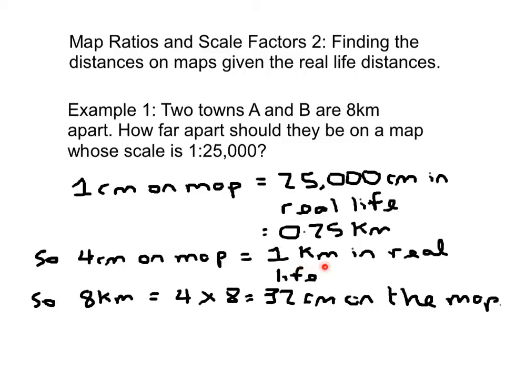So, if 1 kilometer is 4 centimeters on the map, and we want to know 8 kilometers, well, 8 kilometers must be the 4 centimeters multiplied by 8, which is equal to 32 centimeters on the map.